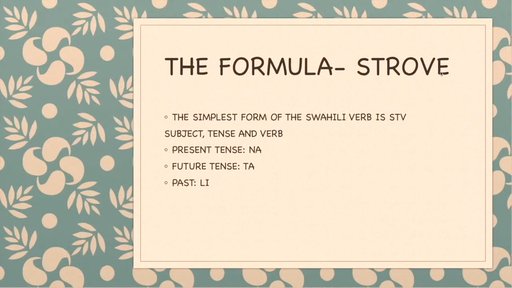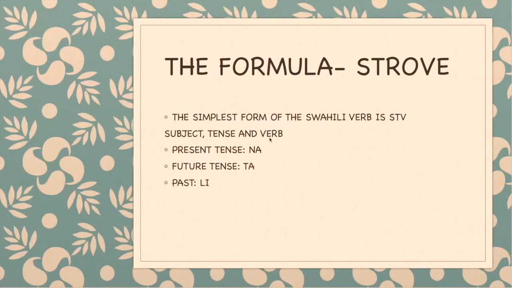As we start out, I'm going to be focusing on the simplest form of the Swahili verb. This is the simplest way that you can put things together to make sense. That verb should have a subject, that is the main actor, a tense, and the verb root. So: subject, tense, and verb.